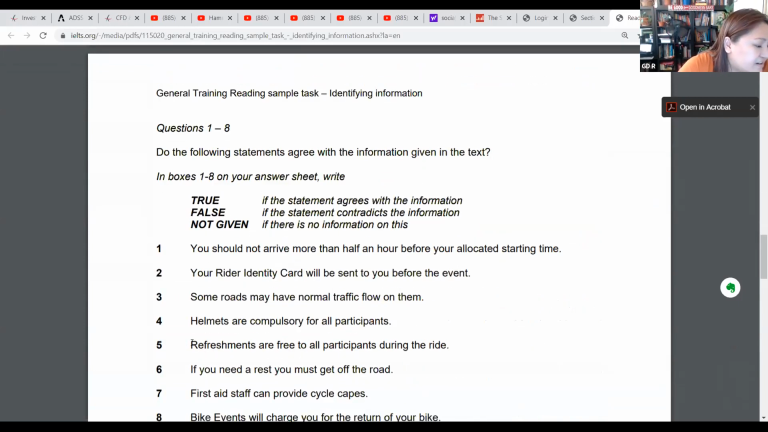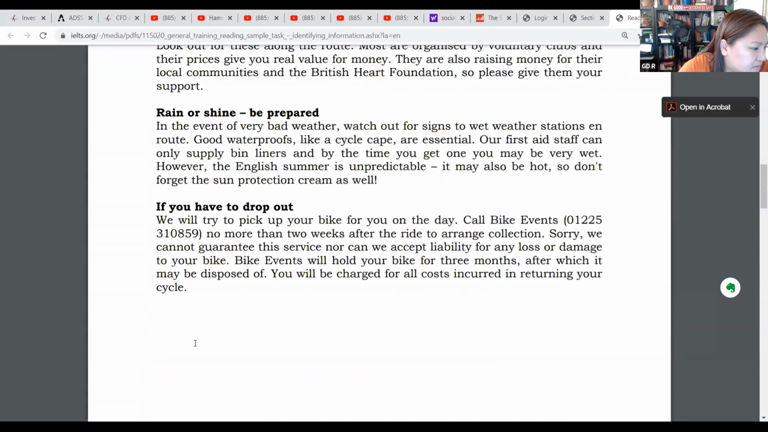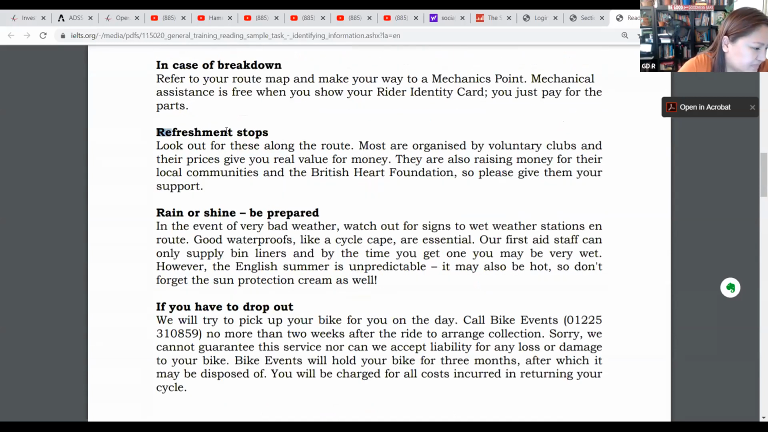Let's go back to number 5. Refreshments are free to all participants during the ride. So let's go back to the article above, and check for the paragraph that states anything about refreshment. Where's the refreshment? Oh, this one. Look out for this along the route. Most are organized by voluntary clubs, and their prices give you real value for money. So there's a price for drinking. So what's the answer? Is it true or false?